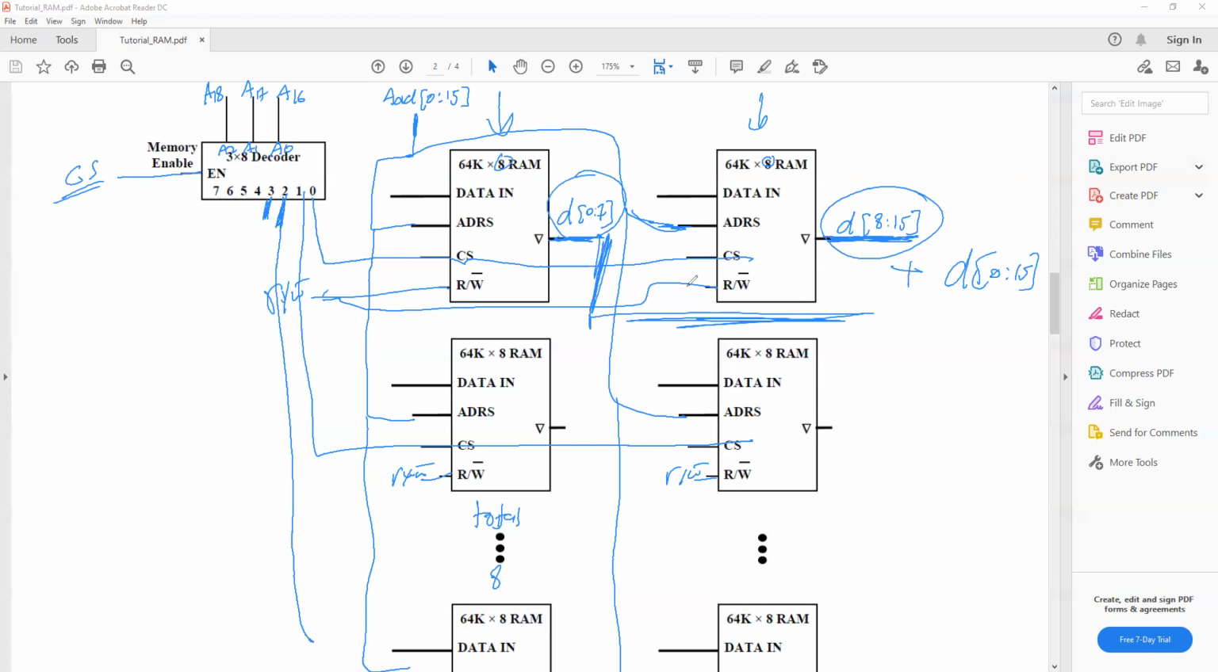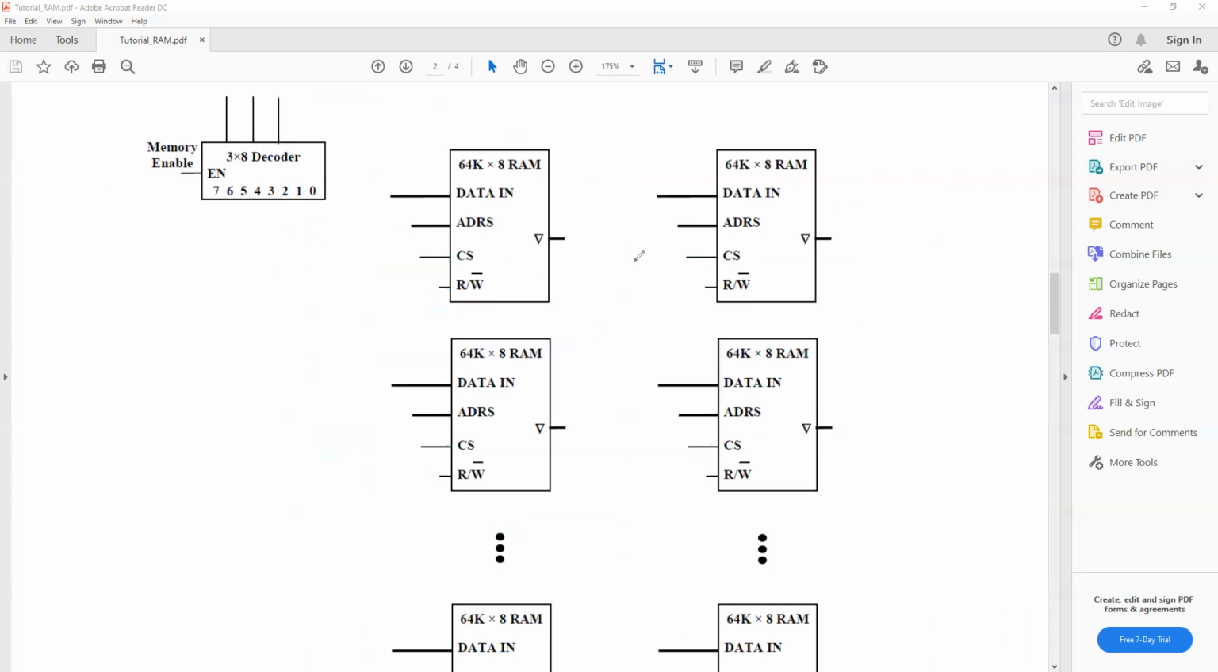If this is not clear, we can do an example for a smaller memory if you want. But if the idea is clear, we can move on. Are there any questions on building larger and wider memories?